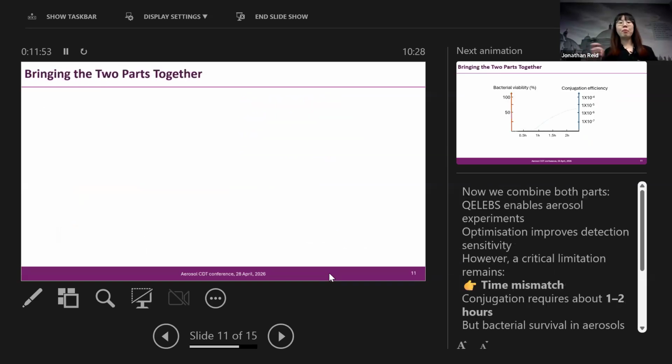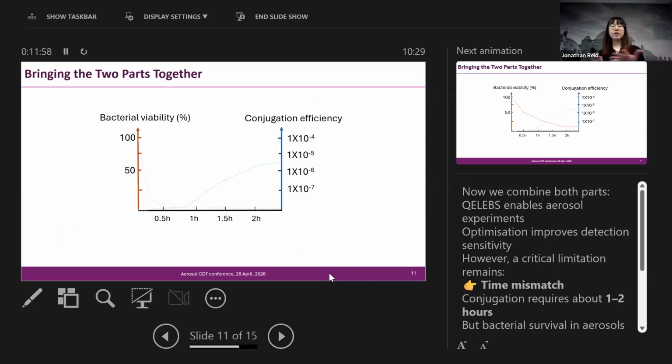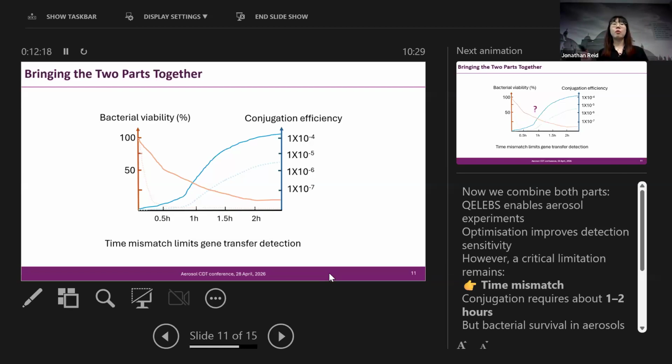So okay, we bring the two parts together, which means we can enhance the bacterial viability and also increase the gene transfer efficiency. But the whole idea is to help us observe if gene transfer could happen, so we want to enhance the possibility. But this is just the modeling, and there is still a lot of unknown things we need to figure out, like the time mismatch limits the gene transfer detection.